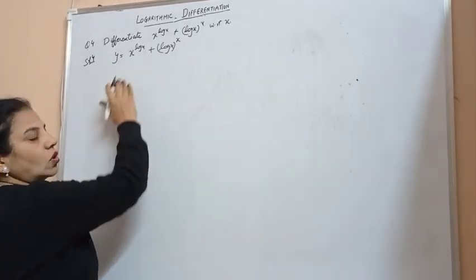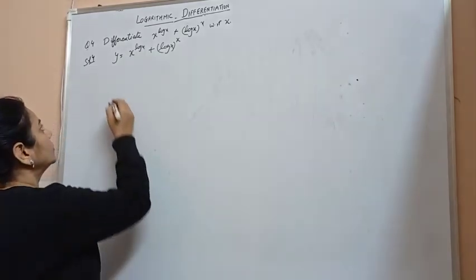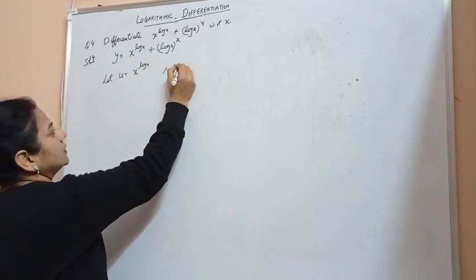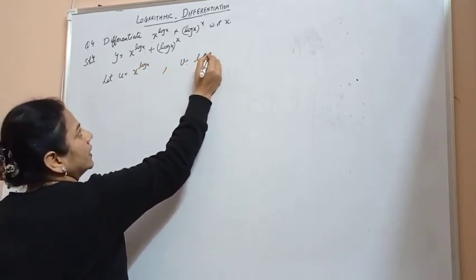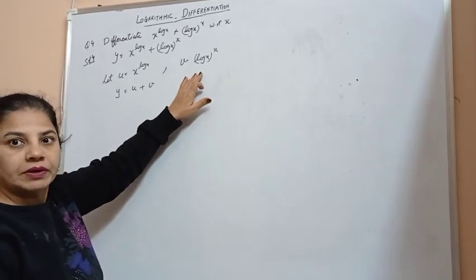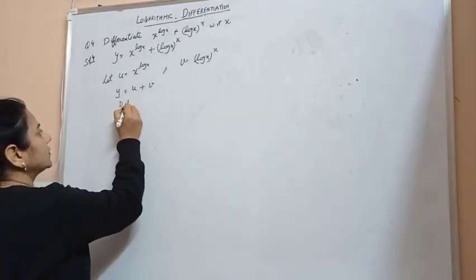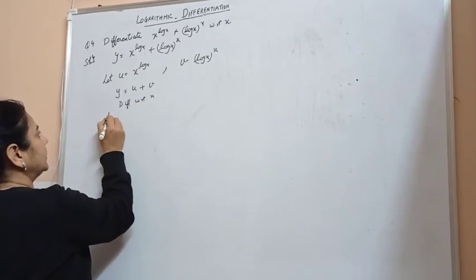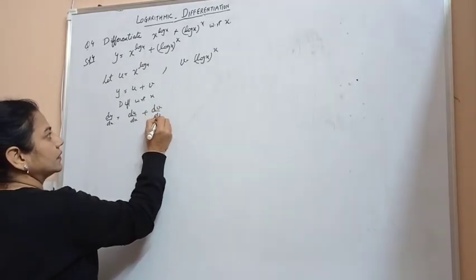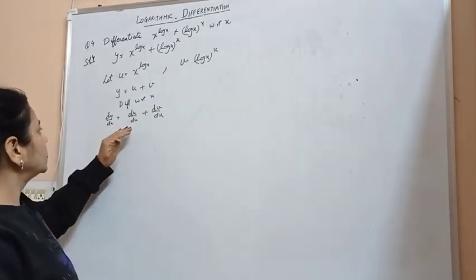Let x to the power log x be another function u. Let u is equal to x to the power log x and v is equal to (log x) to the power x. So the given equation reduces to y is equal to u plus v, because I have taken u as x to the power log x and v as (log x) to the power x. Differentiating with respect to x, I get dy by dx as du by dx plus dv by dx. Now I have to solve for du by dx and for dv by dx.